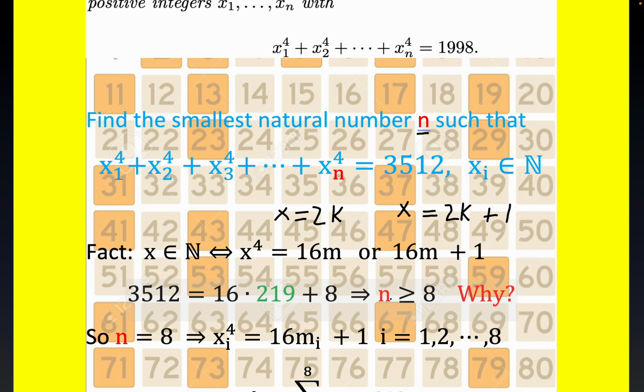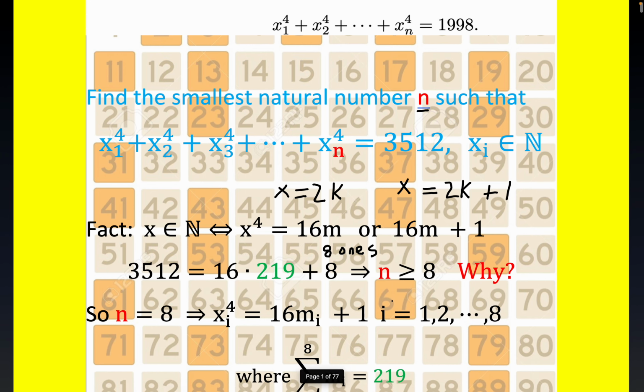this is probably not the most rigorous statement here, but you have to consider the cases where the 16 m's pair up with 1, right? And 8 is the same as 8 ones. 8 is 8 ones, and so each of those 8 ones can pair up in this fashion. So that's why I claim that n has to be greater than or equal to 8. I know that's not super rigorous, but it sounds convincing enough for me.